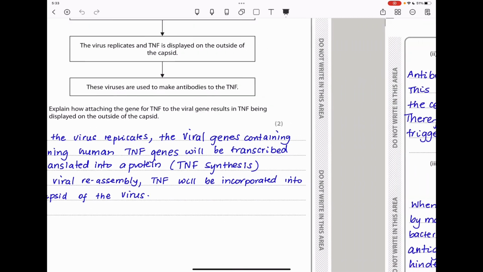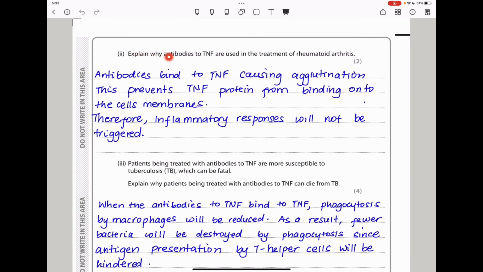So let's continue. They say, explain why antibodies to TNF are used in the treatment of rheumatoid arthritis. This is asking you about how antibodies work. So the antibodies will bind to the TNF, causing agglutination. Remember, antibodies cause agglutination. They can cause them to stick together, and they could cause many other processes that can lead to the destruction of the specific pathogen.